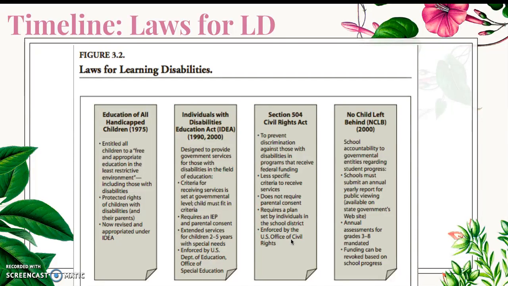Next, we're going to talk about the law. This is the timeline of the law for LD. I talked about a few of these already. In 1975, the Education for All Handicapped Children Act. In 1990 and 2000, the Individuals with Disabilities Education Act. Section 504 came next, and then finally in 2000, No Child Left Behind.